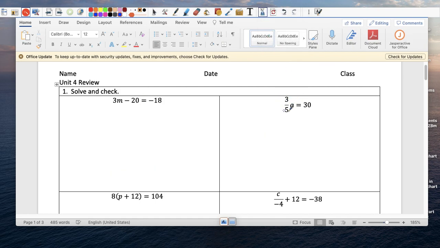Okay. We're going to multiply by the reciprocal. We get 5 over 3 times 5 over 3. So think about it: how can I isolate my variable? What can I do to 3/5 a so I get just a? Well, I multiply by this reciprocal. Everything here simplifies to 1. I get a, and on this side, 30 divided by 3 is 10 times 5 is 50. A equals 50. Do your check.